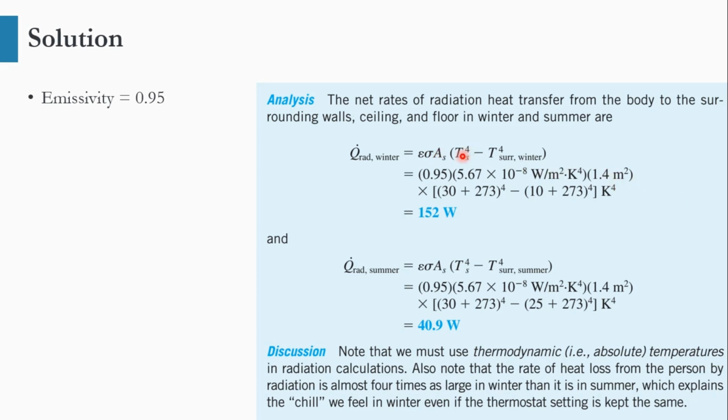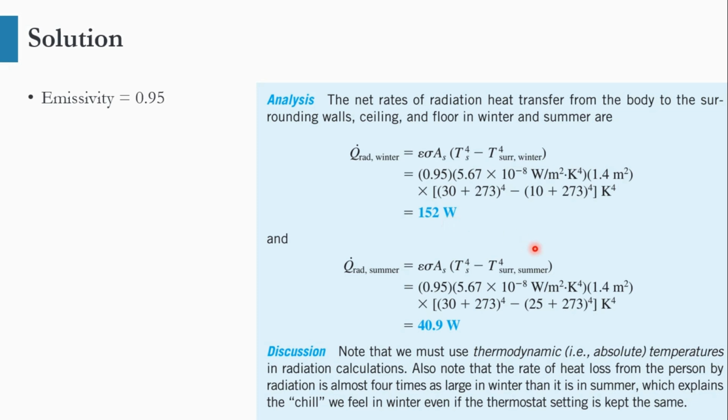The outer temperature of the body is 30 degrees centigrade, and it is converted into absolute temperature by adding 273, and the surrounding temperature is 10, again adding 273. So we get a value of heat transfer by radiation as 152 watt in case of winters.